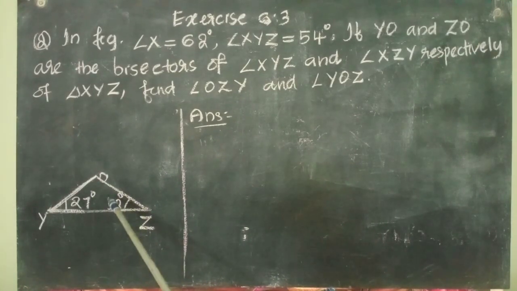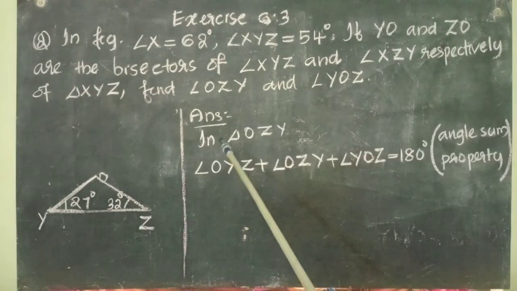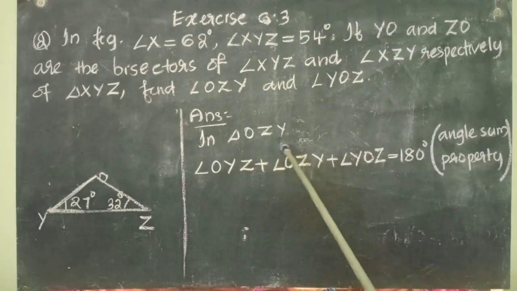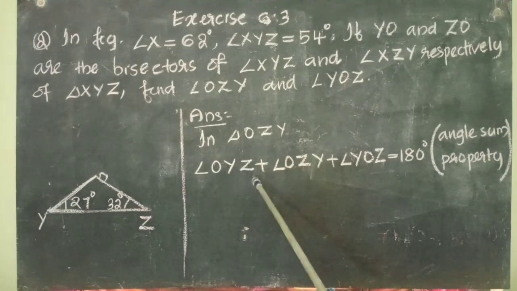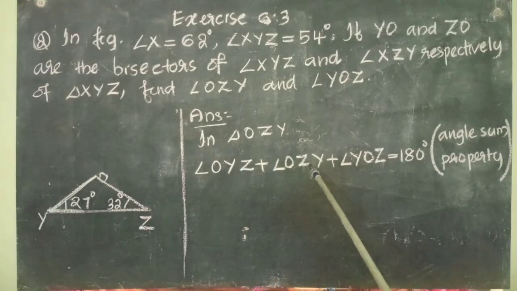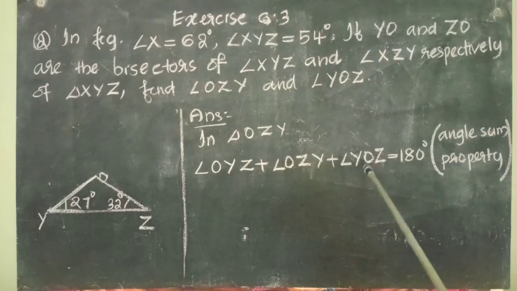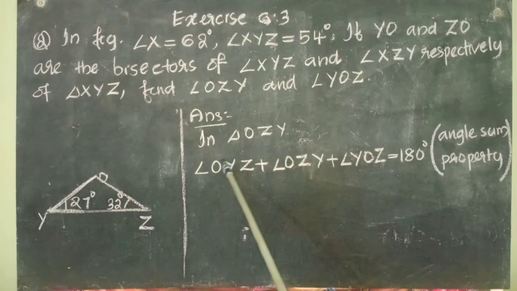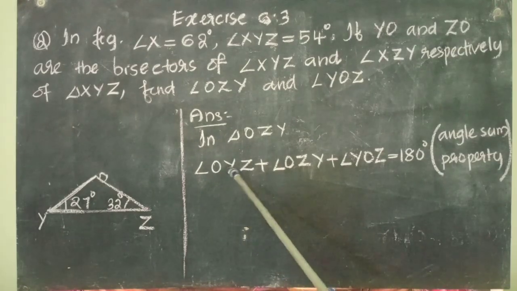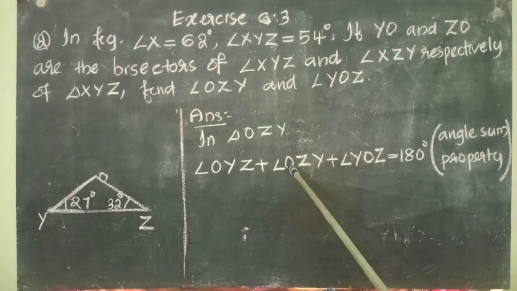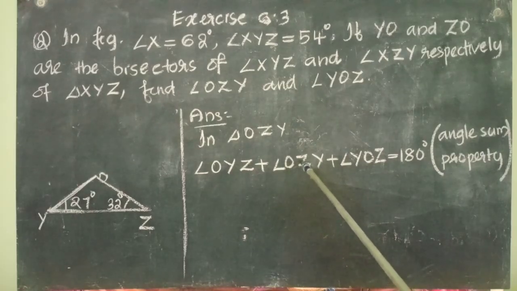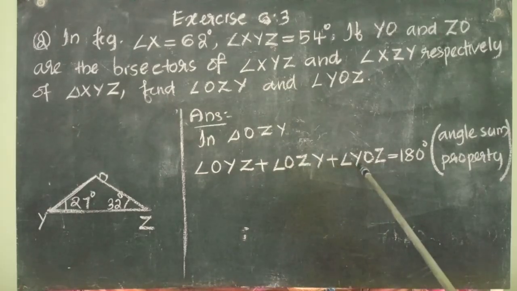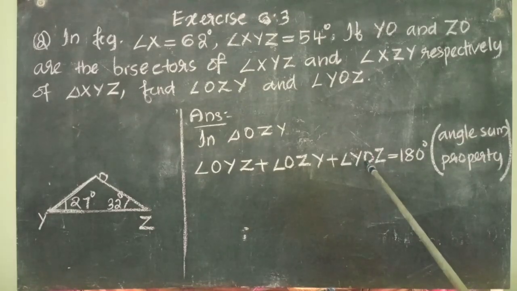While writing the angle sum property, try to write the full name of the angles. In triangle OZY, angle OYZ plus angle OZY plus angle YOZ equal to 180 degree. We know angle OYZ means it is angle Y. Angle OZY means it is angle Z. Angle YOZ means it is angle O.